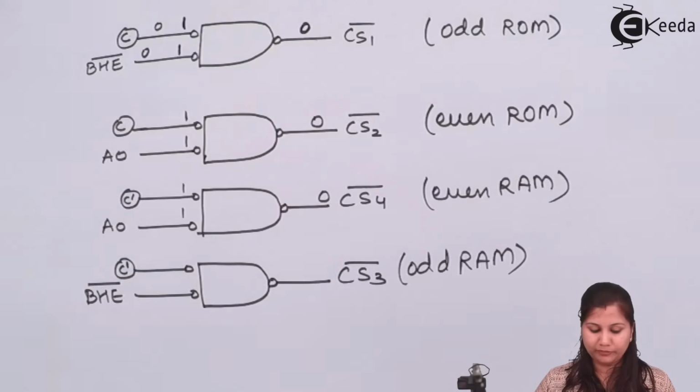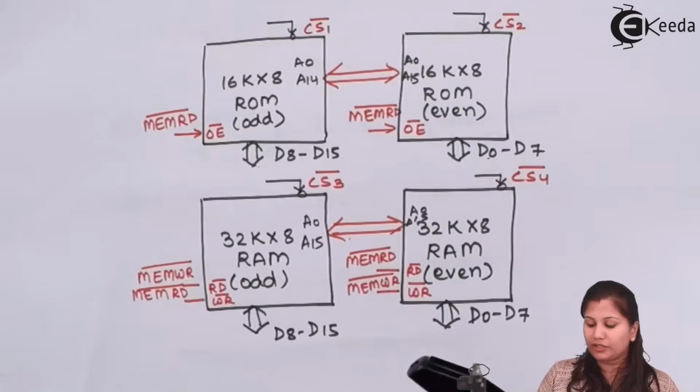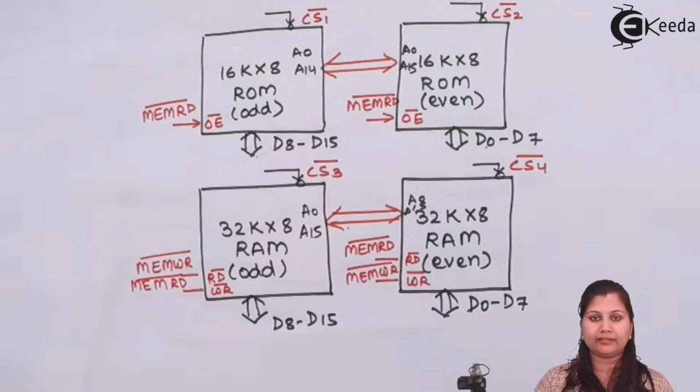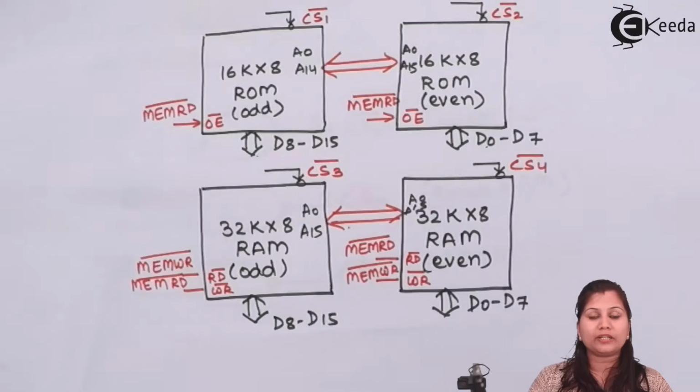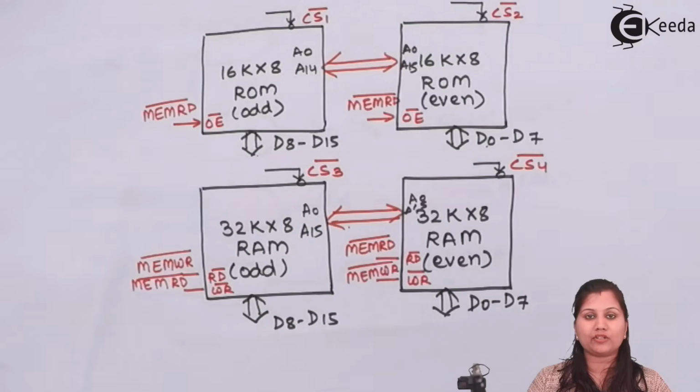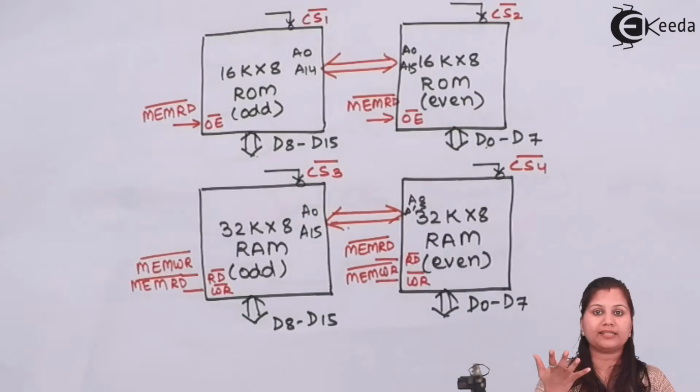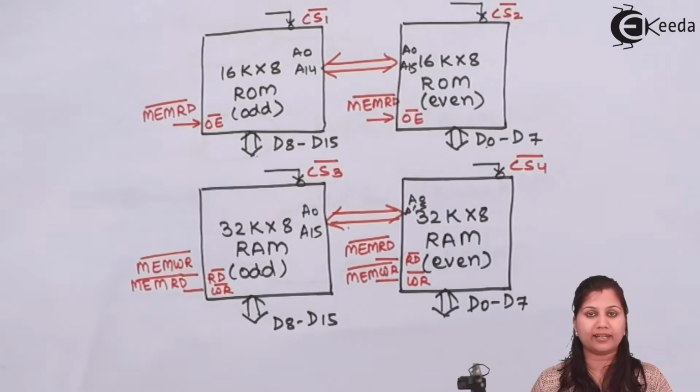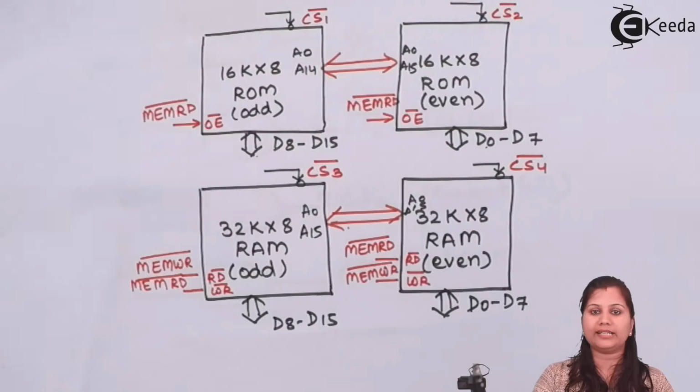So in this problem we have interfaced memory chips of sizes 16K into 8 and 32K into 8 with the 8086 microprocessor. In this way you can solve problems based on how to interface memory chips whose sizes are given in the question with the 8086 microprocessor.